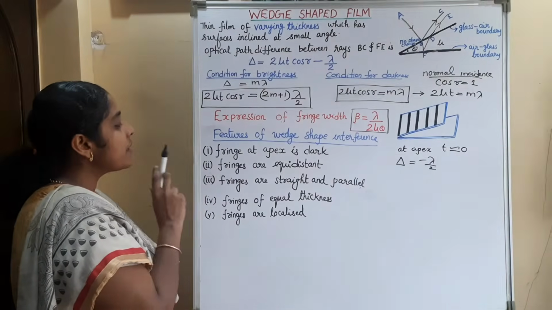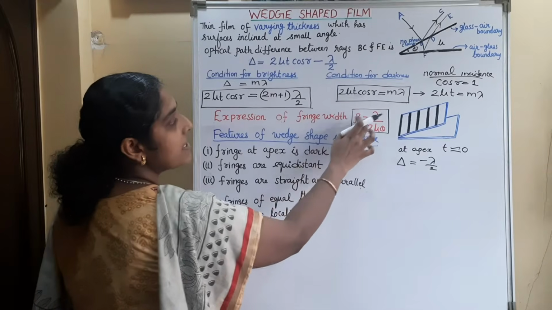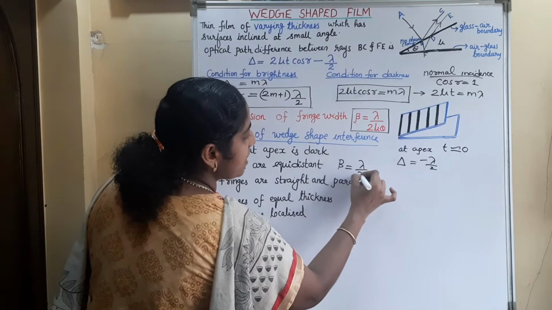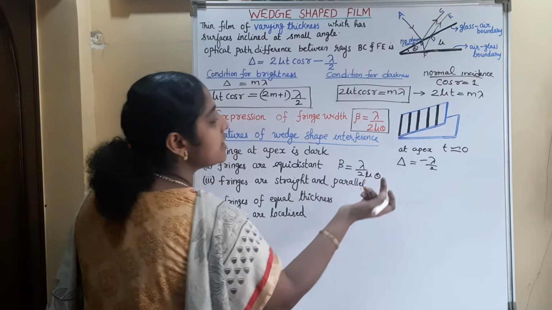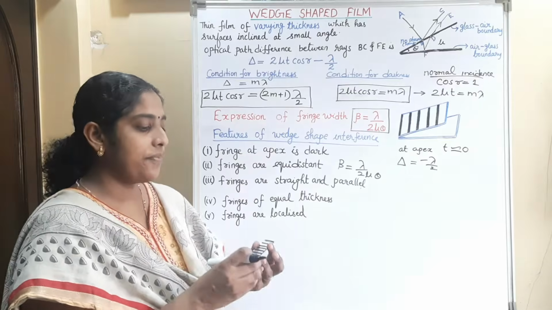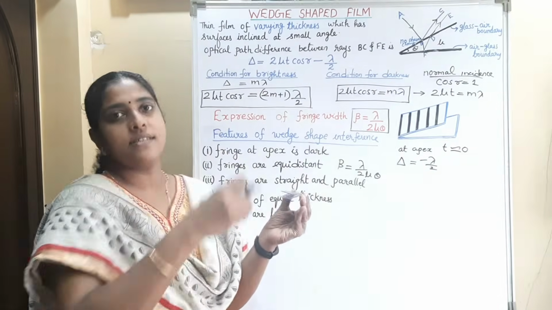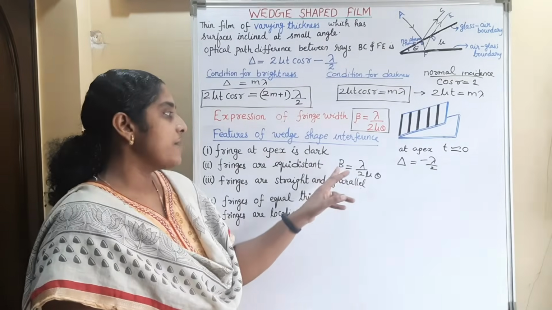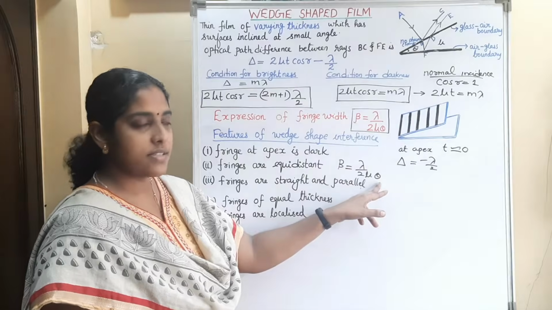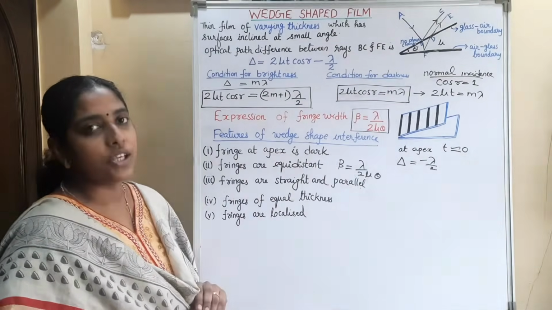The second feature is that fringes are equidistant, because the fringe width beta is equal to lambda by 2 mu theta. For a wedge-shaped film, theta is constant, and the incident light is also not varying. So from this expression, if lambda and theta are constant, the fringe width beta is also constant. That is, fringes are equidistant.